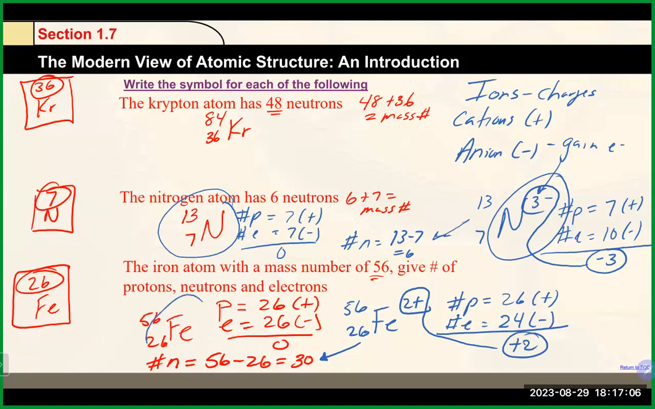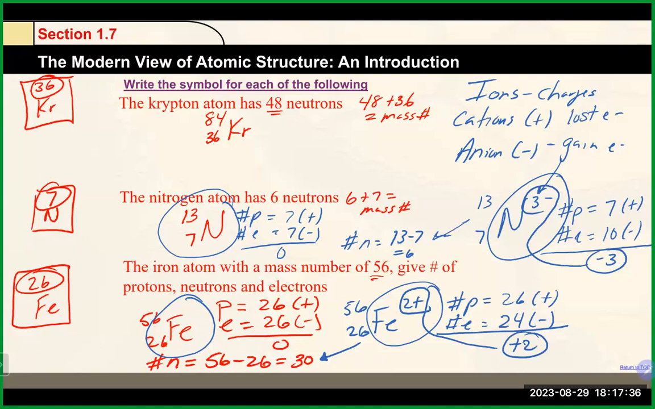And when we look at the iron versus the iron with a +2 charge, the only difference, again, is our number of electrons. In this case, it actually has 2 fewer electrons than what it started with in its neutral state. And that is a cation. It basically has lost electrons. When things lose electrons, they have more protons than electrons, right? And they become positively charged. And again, same thing with the charge here. The 2 tells us it has lost 2 electrons.